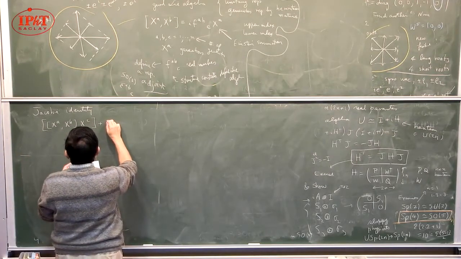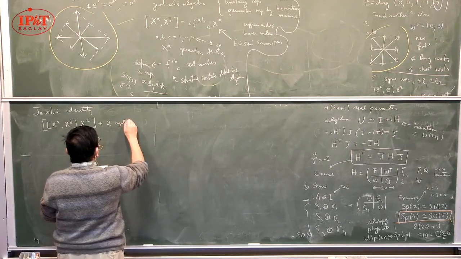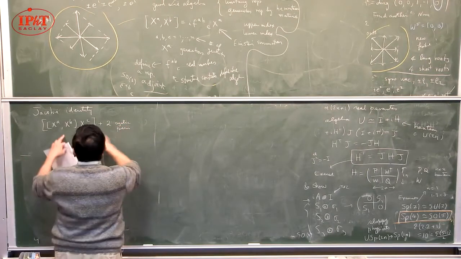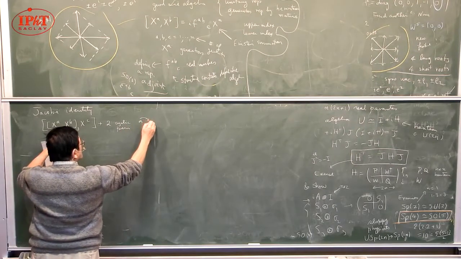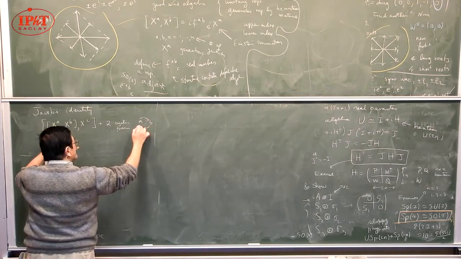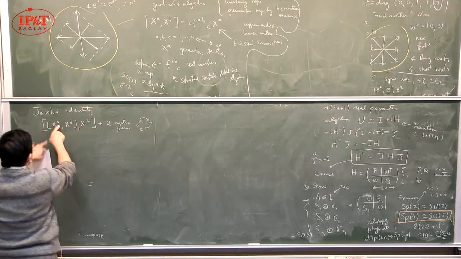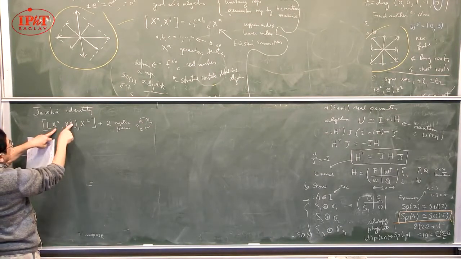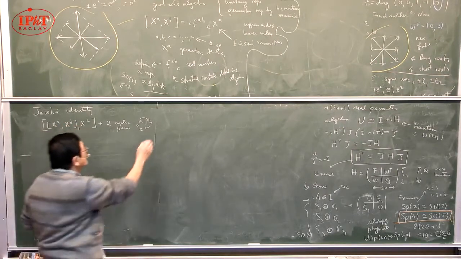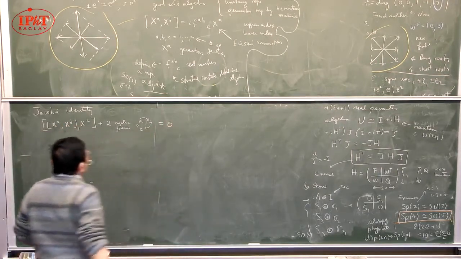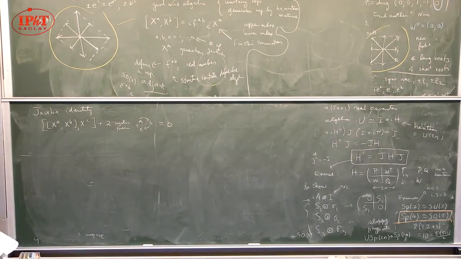So plus the two cyclic permutations. I won't write down the terms; cyclic just means A becomes B, B becomes C, C becomes A. There are two other terms. So plus [B, C] with A, [C, A] with B. It's three terms, and it adds up to be equal to 0. Okay?